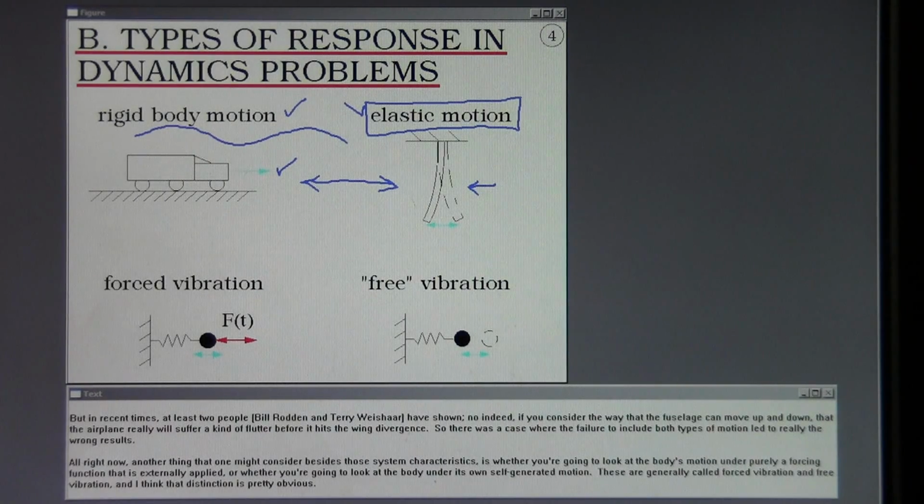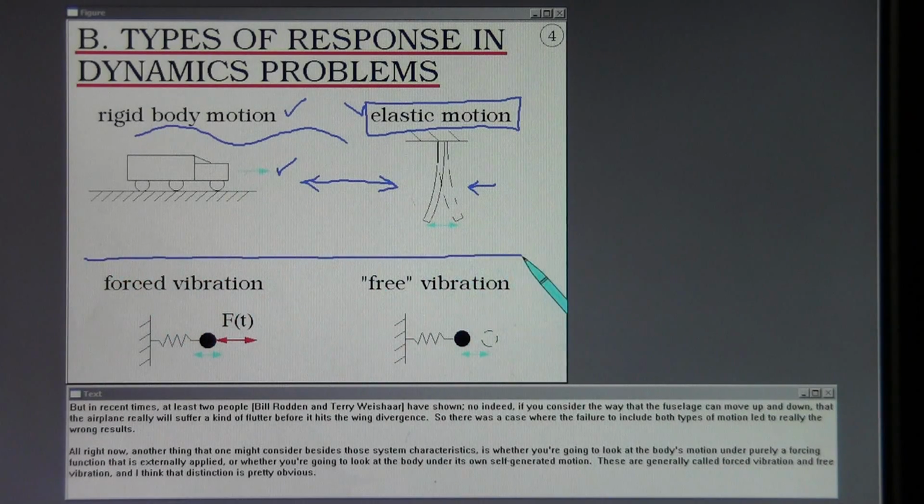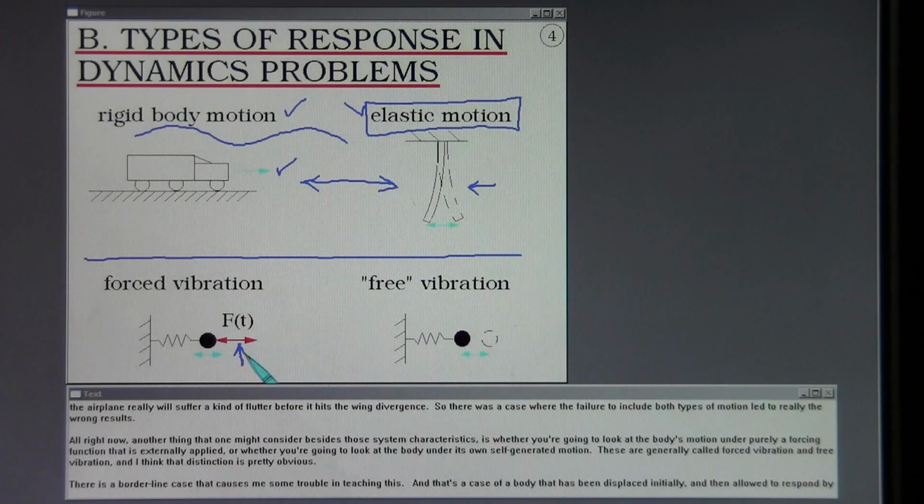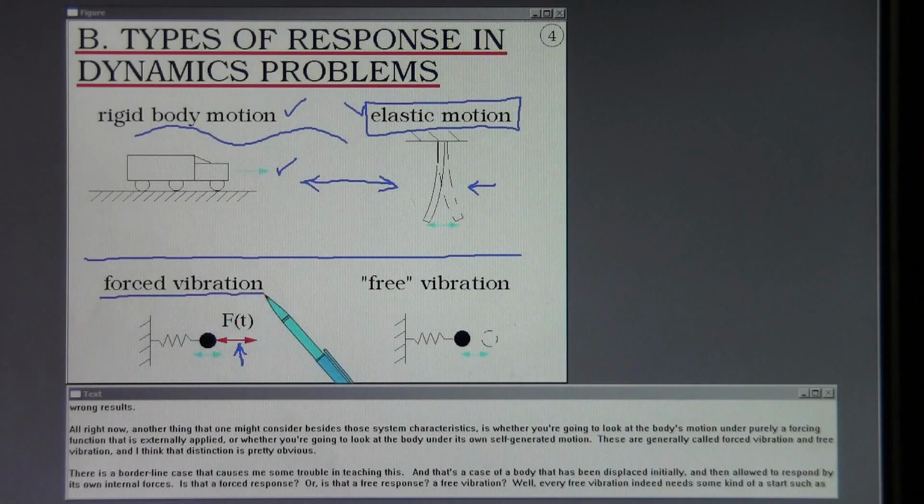All right, now another thing that one might consider besides those system characteristics is whether you're going to look at the body's motion under purely a forcing function that is externally applied, or whether you're going to look at the body under its own self-generated motion. These are generally called forced vibration and free vibration, and I think that distinction is pretty obvious.